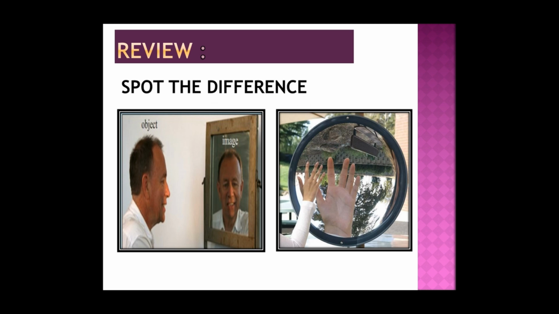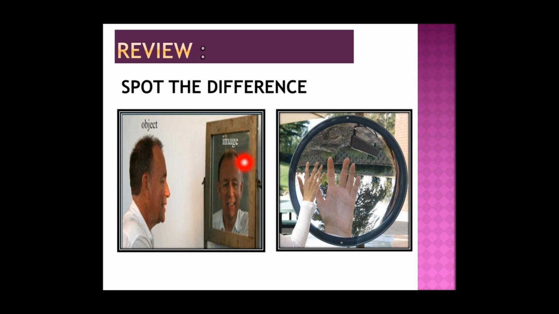Okay, so everyone look at this one. Let us try to spot the difference. Look at the image formed. The first one is the image of a man, and the second one is an image of a hand. Can you spot the difference? What can you say about the first image? What can you say about the second image?